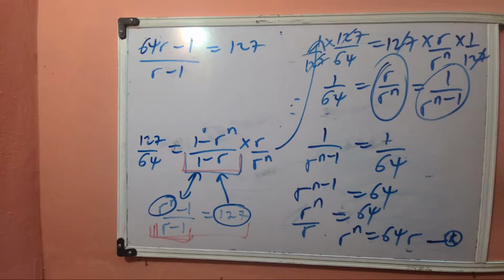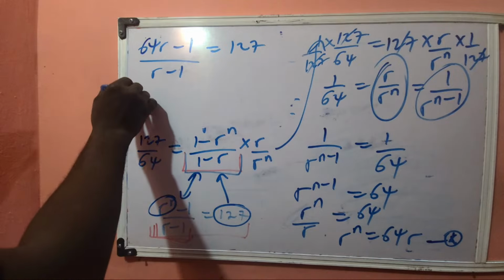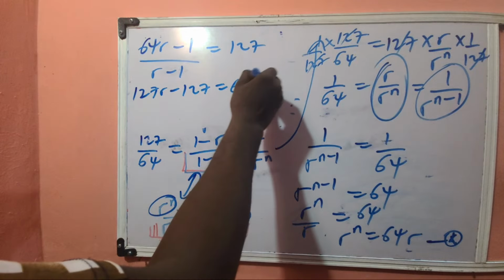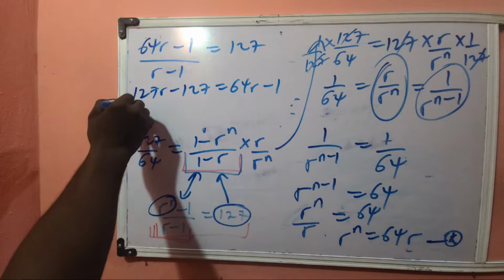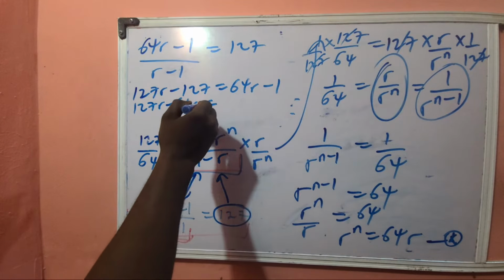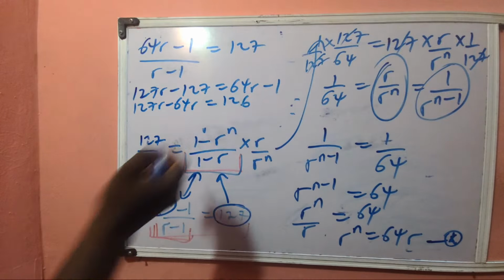All right, so you go on to make your cross multiplication here. So you have 127r minus 127 equals 64r minus 1. So this will be 127r minus 64r equals 126.